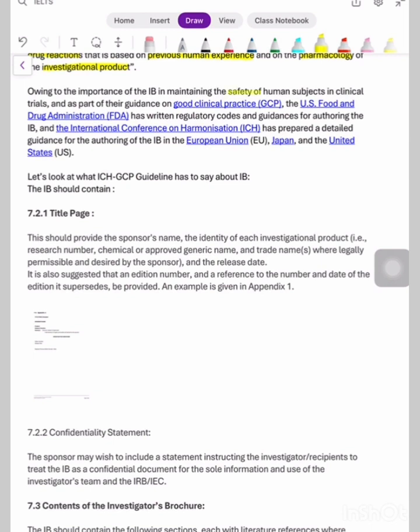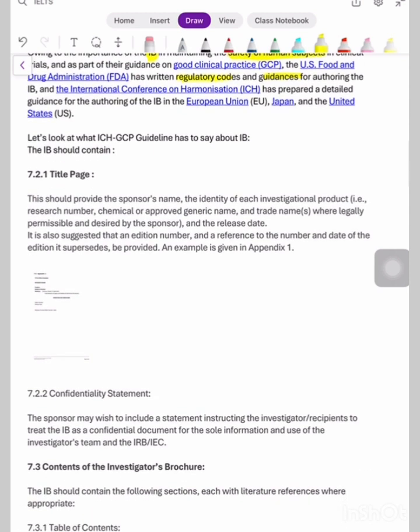So, owing to the importance of the IB in maintaining the safety of human subjects, okay, because why in the beginning of the lecture I said that it is considered the most critical document? Because the IB actually maintains the safety of human subjects. If the IB is removed from this drug development process, the clinical trial would not be a success as it is nowadays. So, in clinical trials, and as a part of guidance on good clinical practices, the US FDA has written regulatory codes and guidances for authoring the IB, and the ICH has prepared a detailed guidance for authoring the IB in the European Union, Japan, and US.